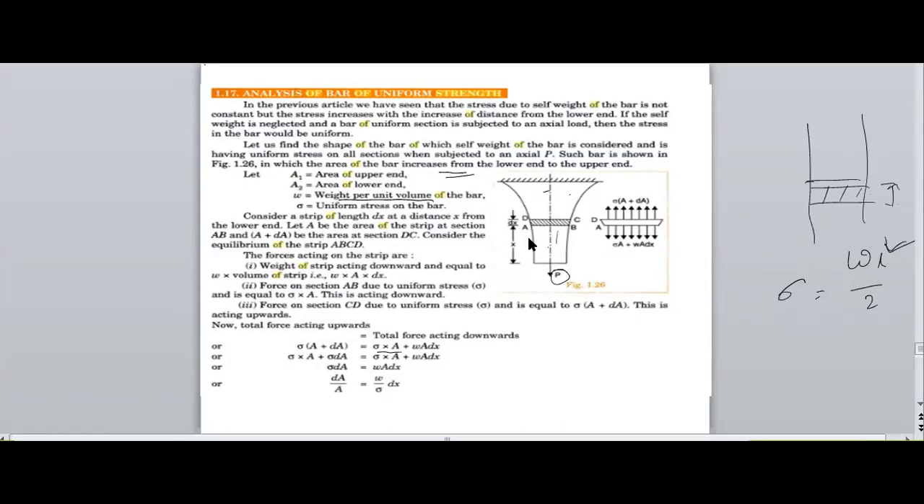That means if I consider the stress at this location, it will be increased. If I start at this location, it will be increased.